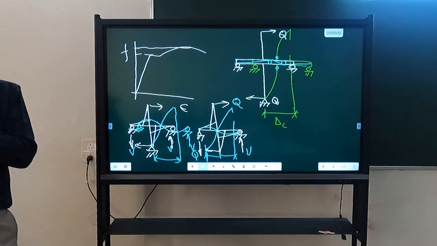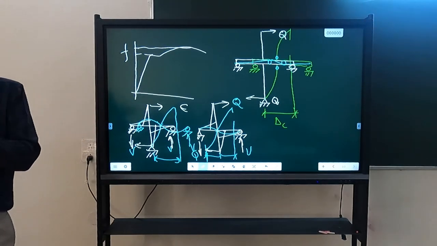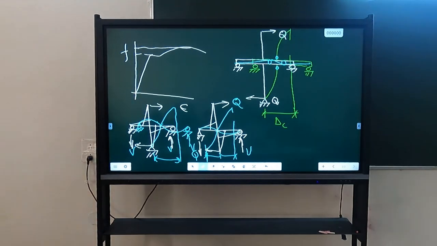So you look at these structures from all angles. You should be very clear, confident and comfortable with these structures. Whatever way those are yielding, you should be able to handle all the situations.